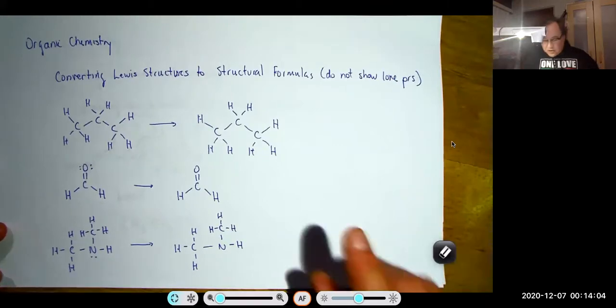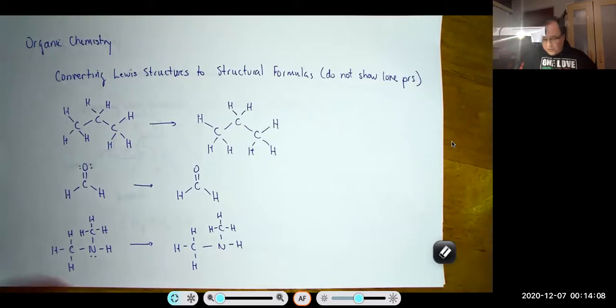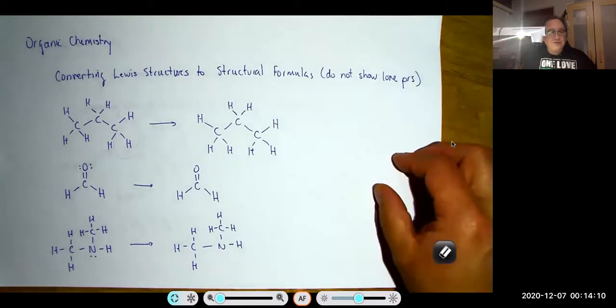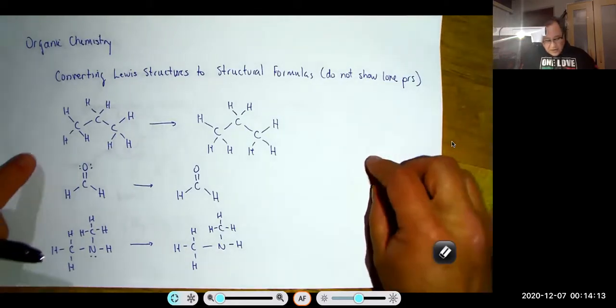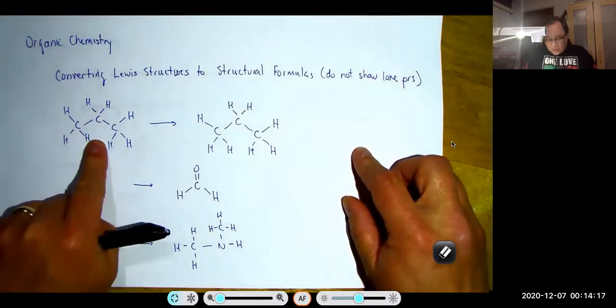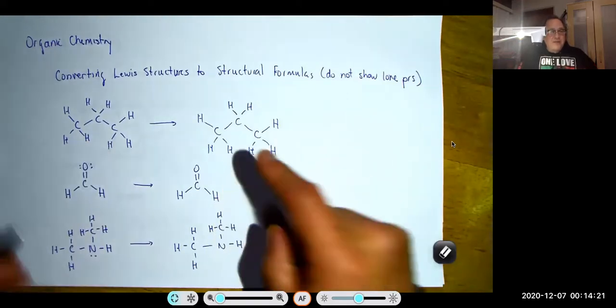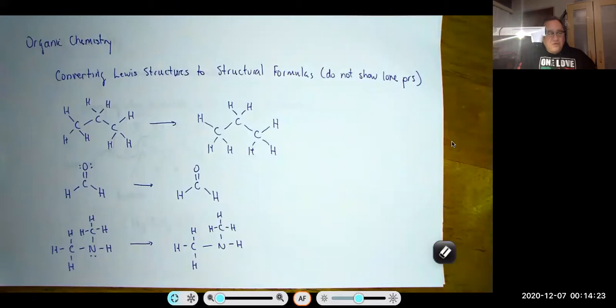Now, what about a structural formula? How is that different than a Lewis structure? Well, in a structural formula, you don't show lone pairs. So here in this compound, there are no lone pairs. So this is the Lewis structure, and on the right, this is the structural formula. It's kind of a weird thing that we call it a structural formula when it's really not a formula, it's more of a structure.